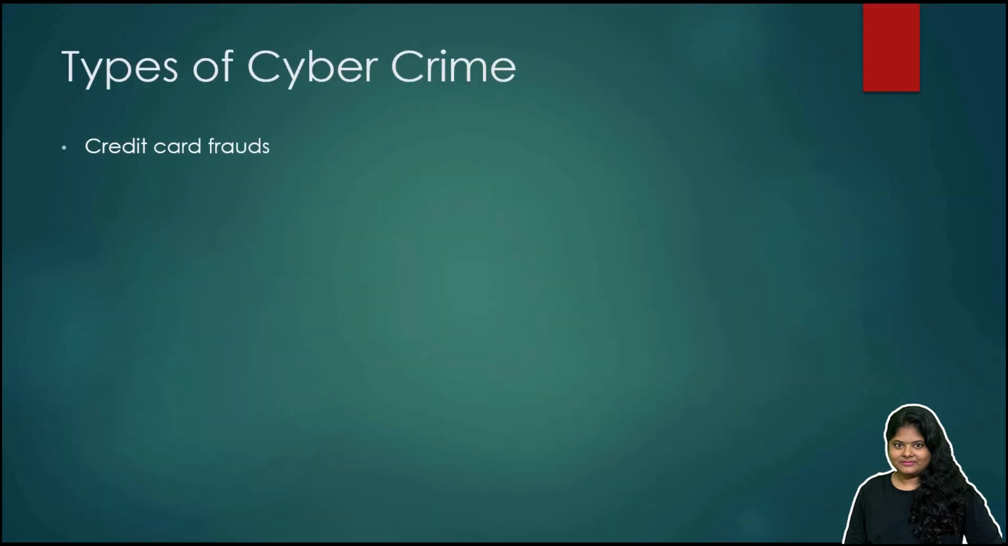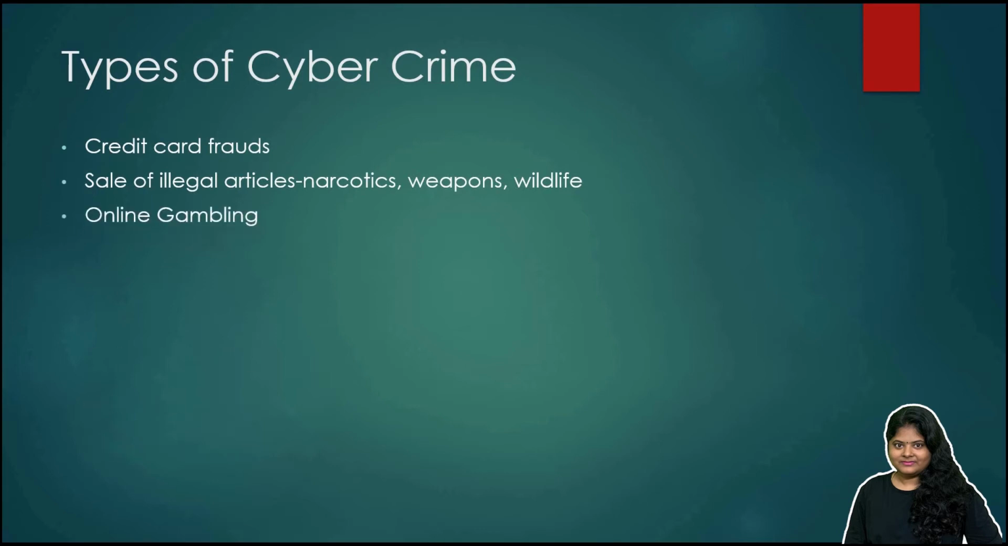Let me see some types of cybercrime. The first one is credit card fraud. So we will be getting calls in the name of giving credit cards. You have been approved for credit cards worth 4 lakhs, 5 lakhs. So we get these types of messages. This comes under credit card fraud, and the sale of illegal articles like narcotics, weapons, wildlife. So these things come under illegal activities over the internet. Online gambling is also a cybercrime.